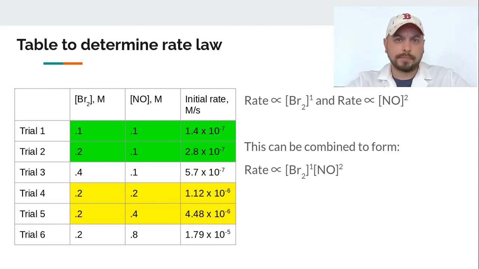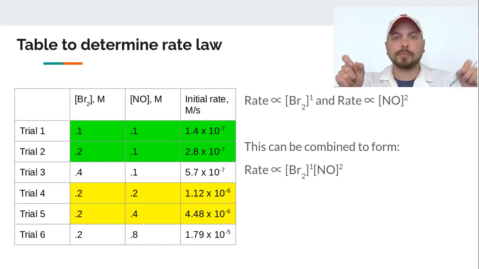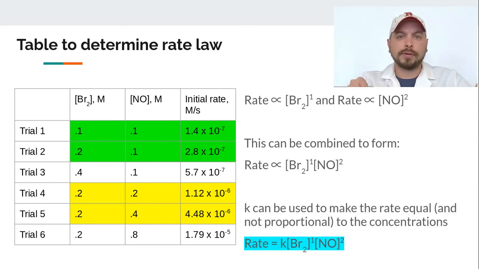We can actually combine these so that we can see the rate is proportional to the concentration of bromine times the concentration of nitrogen monoxide squared. They each had their independent effects, but if we combine them, then they would have a multiplicative effect in that case. Now, if we look at this, I don't like that proportional. I want it to be equals. And that's where that K value comes in, that rate constant, because the rate constant is how we're going to go from rate is proportional to rate is equal. So what we write here is that the rate is equal to K times the concentration of bromine times the concentration of nitrogen monoxide squared. This means that the reaction is first order with respect to the concentration of bromine and second order with respect to the concentration of nitrogen monoxide.